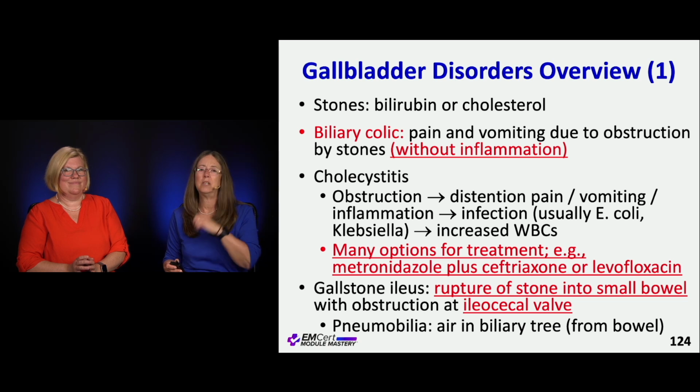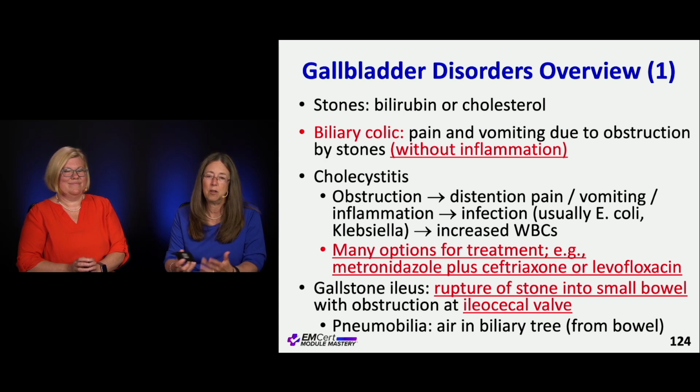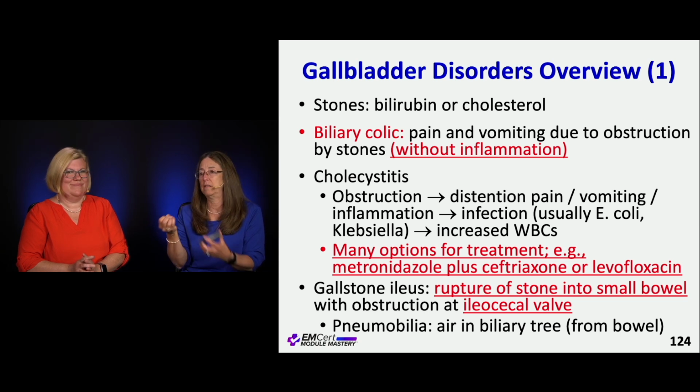Inflammation, they end up with increased white cells, they get a true infection, usually E. coli, sometimes Klebsiella. There are a lot of things that work for this, and there are different concoctions at your institution. The big key here is to cover those organisms, E. coli and Klebs. And gallstone ileus is kind of cool. I've only seen a couple cases of this, but it's so cool. This is usually a gallstone the size of your head.